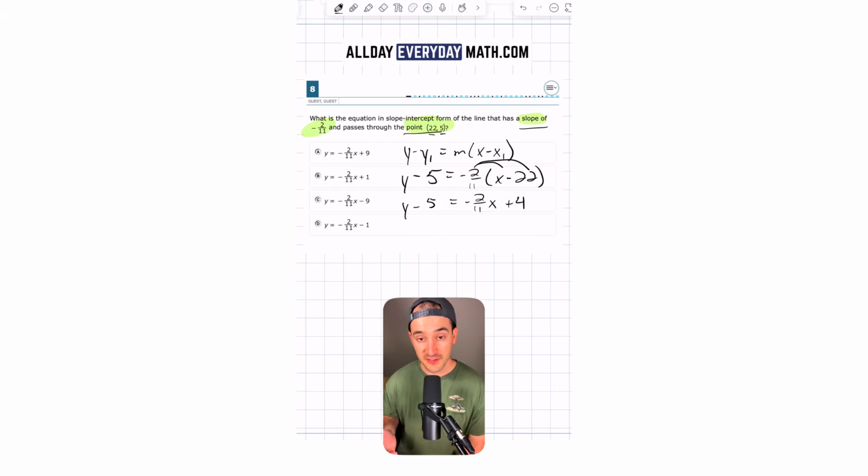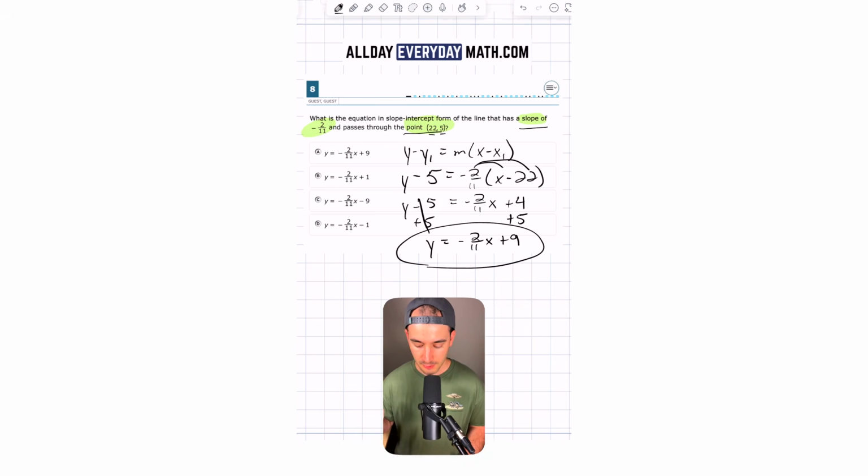And so now to get to slope-intercept form, we want to get y by itself. And so to do that, we're going to add 5 to both sides. That's going to cancel and leave us with y equals -2/11x. And then 4 plus 5 is just +9. And so that's going to give us an equation of y equals -2/11x plus 9. And so we are going to go with letter A.